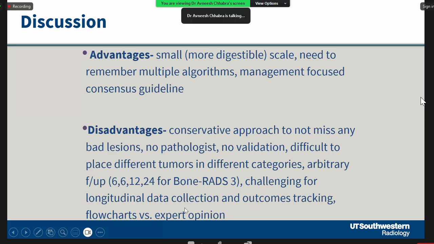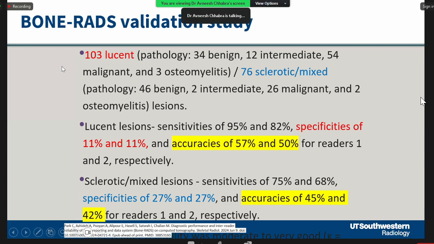So it's challenging for any longitudinal data collection or outcomes tracking. And it's basically a bunch of flow charts created by a few experts. There was one validation study done by Charlie et al. from the University of Washington. They took 103 lucent lesions, and he was part of that Bone-RADS system himself, and 76 sclerotic or mixed lesions.